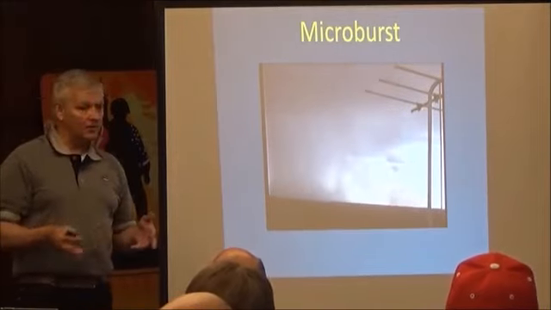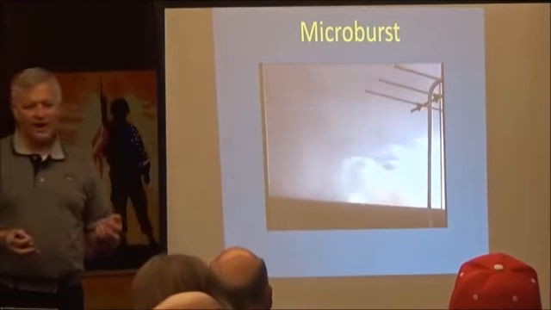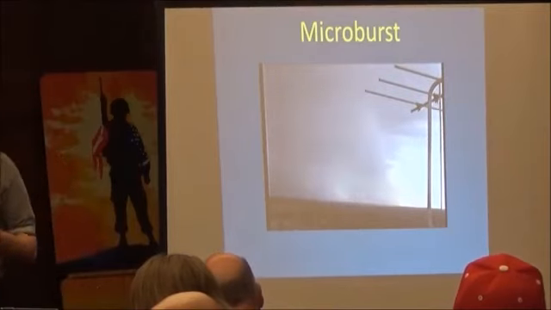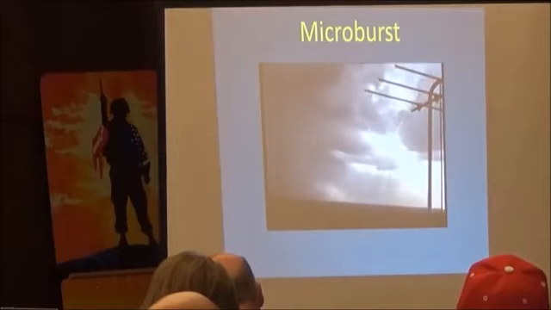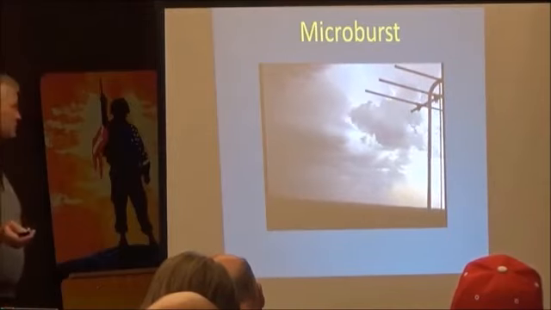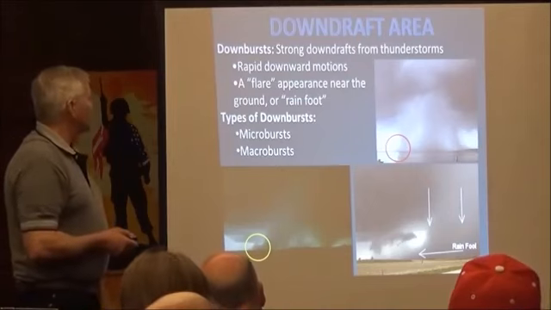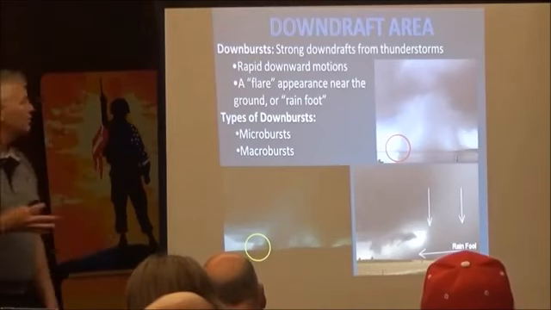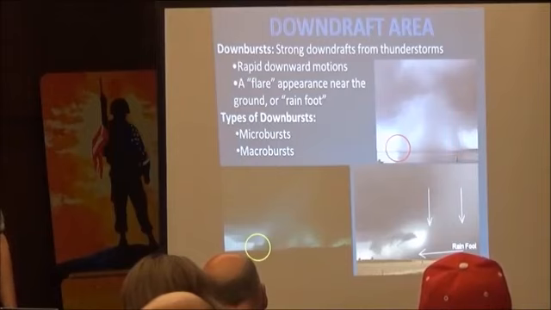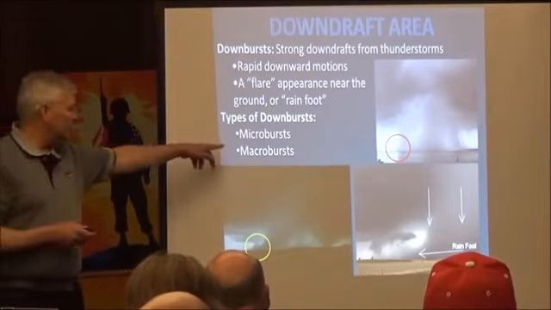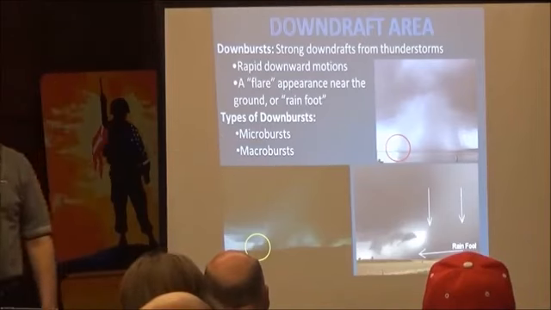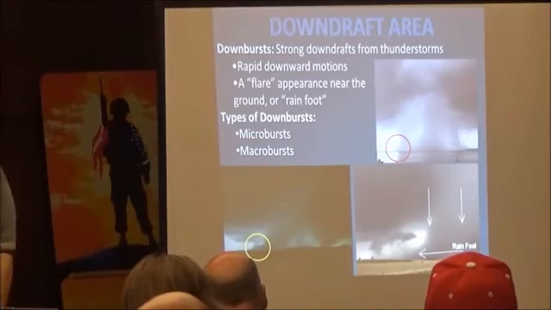And if they're intense, long-lived downbursts, they are of the variety that we had here May 9th, 2009, which is called the derecho. Downbursts occur when the downdrafts get strong enough. Rapid downward motion, a flare appearance near the ground, the rain foot, and again, if they're less than 2.5 miles, they're micro. If they're greater than 2.5, they're macrobursts.